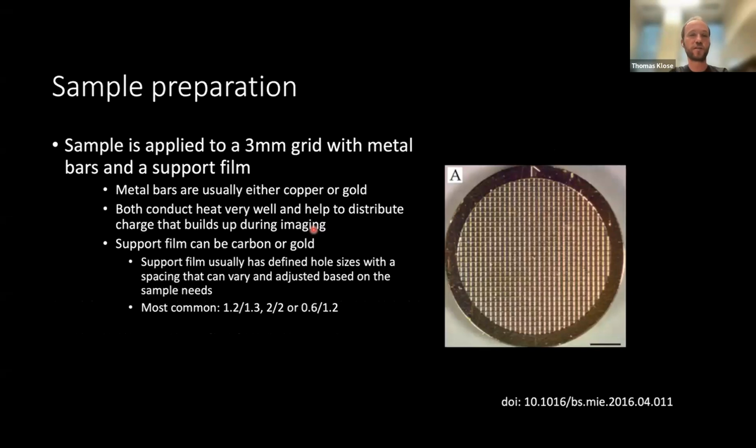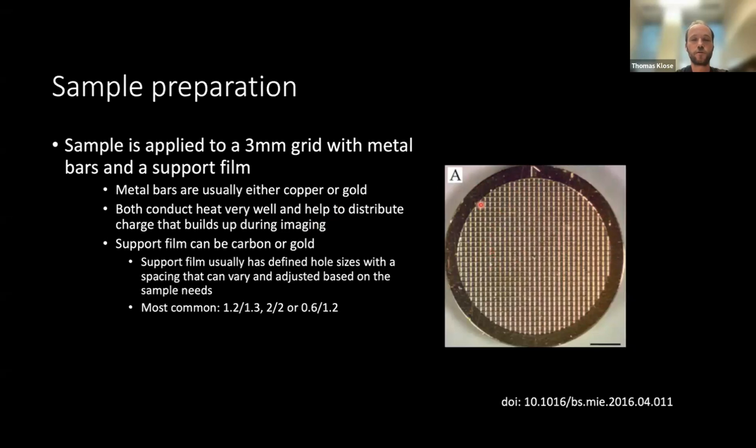Once you have a purified sample, as Wen just briefly mentioned, the sample is applied to a grid that is exactly 3 millimeters in diameter and has a metal bar, which is what is the surrounding here, and then there are metal bars in the middle that go like this, and they form squares. And then on top of this, there is a support film.